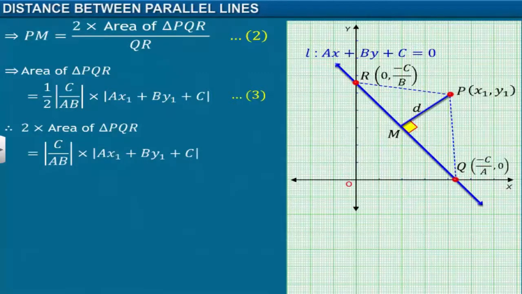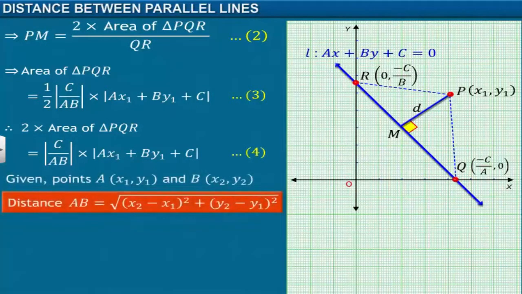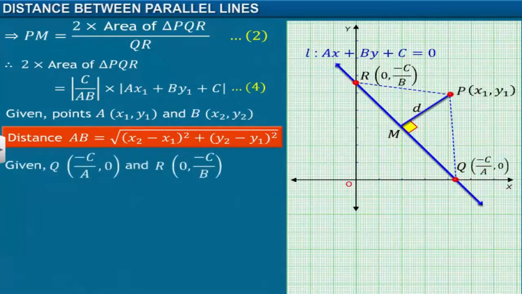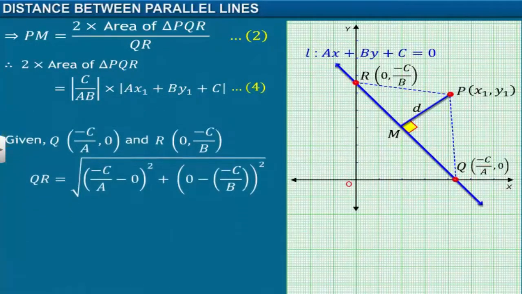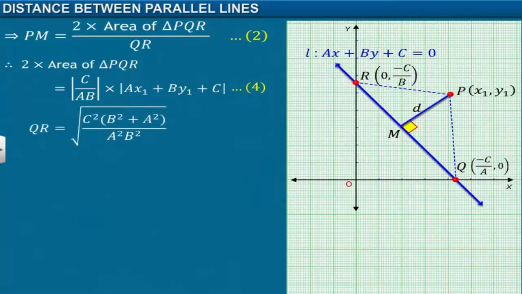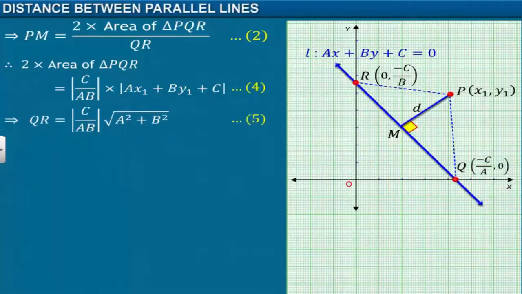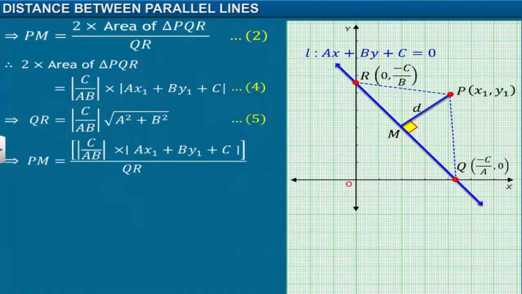Now recall the formula for the distance between two given points. Substituting the coordinates of Q and R in the distance formula and simplifying, we get the value of QR as modulus of C upon AB into under root A square plus B square. Let this be equation 5. Let us substitute the values of twice the area of triangle PQR and length QR from equations 4 and 5 respectively in equation 2. On simplifying, we get the value of PM as shown.